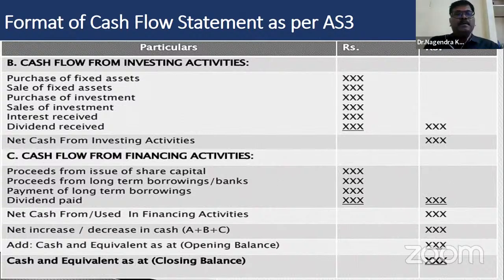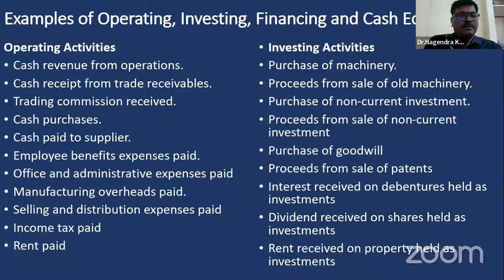So just have an idea about the various sources of cash that will be generated from operating, investing, and financing, and cash equivalents. This is the list of operating activities from where the actual cash will be generated during the year. We will get cash revenue from operations. We will get cash received from trade receivables. We will get trade commission. Cash purchases will be there, where we have to pay the cash.